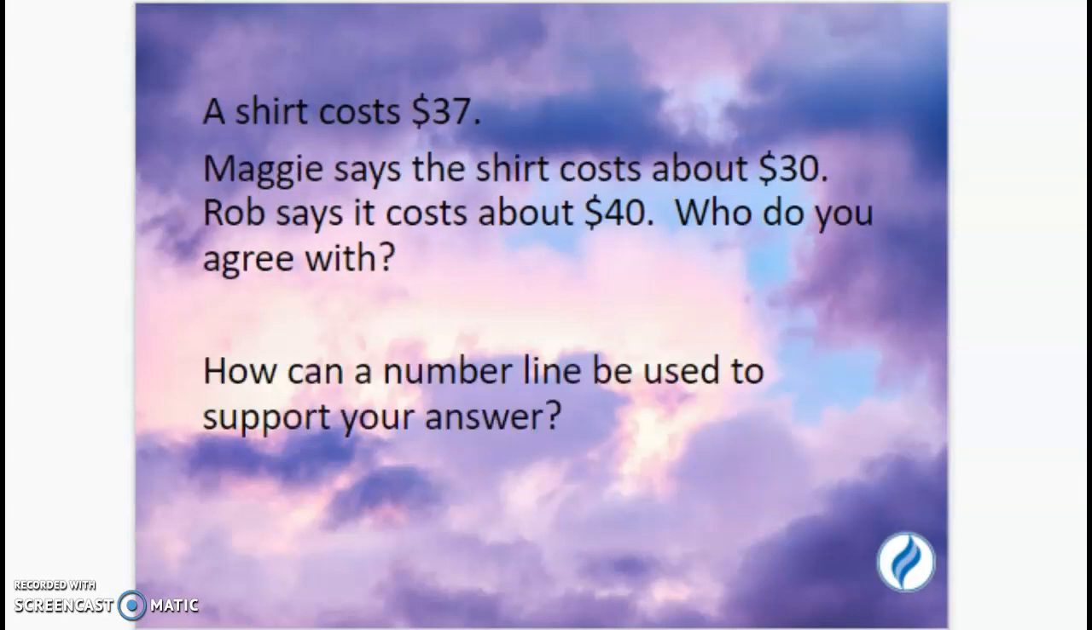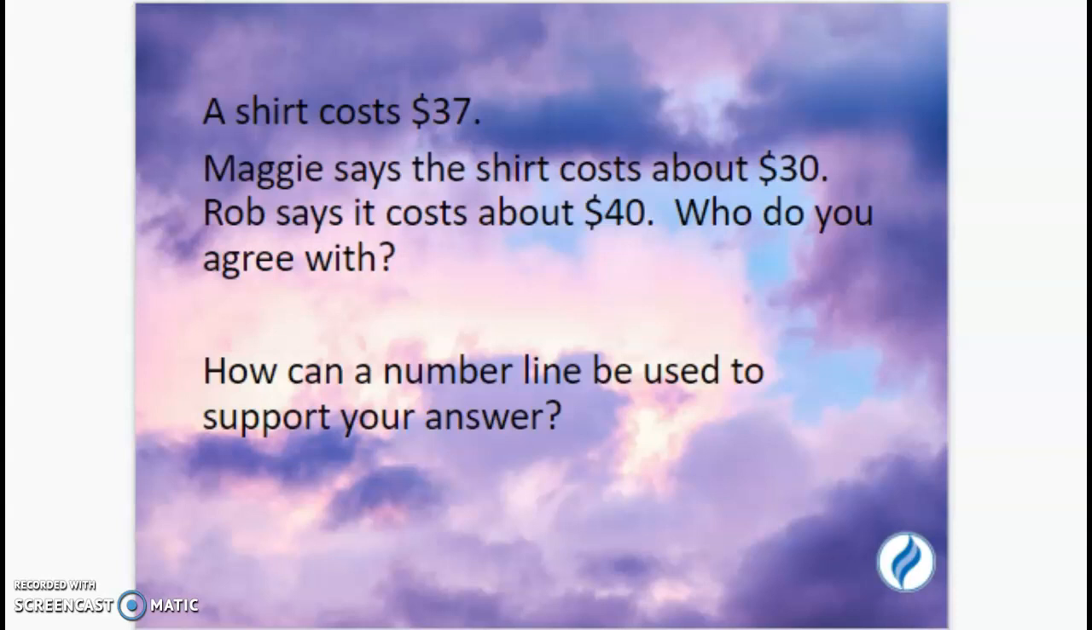Our next slide goes over that again. It tells us that the shirt costs $37. Maggie says the shirt costs about $30. Rob says it costs about $40. Who do you agree with? So you've already got that person's name in mind. Now we're going to think about how we can use a number line to support our answer. Would a number line help? I'm not sure what experience you have with number lines, but we use them a lot in third grade. So I'm going to go ahead and just jump right into those number lines this morning, and we can get more comfortable using them if we've not used them a lot. So we're going to decide how we can use that to support our answer.